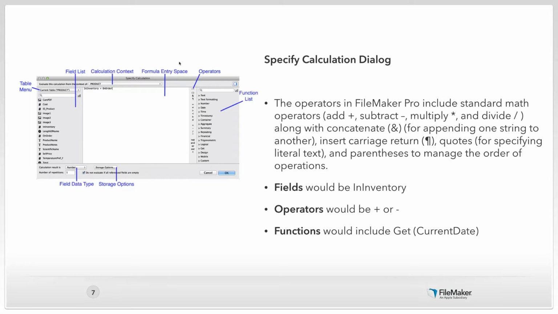You can see sort of left to right. On the left, we've got the fields. So for instance, I can see product name there, product notes. So you'd be using them. The middle sort of white space is where you're writing your calculations.